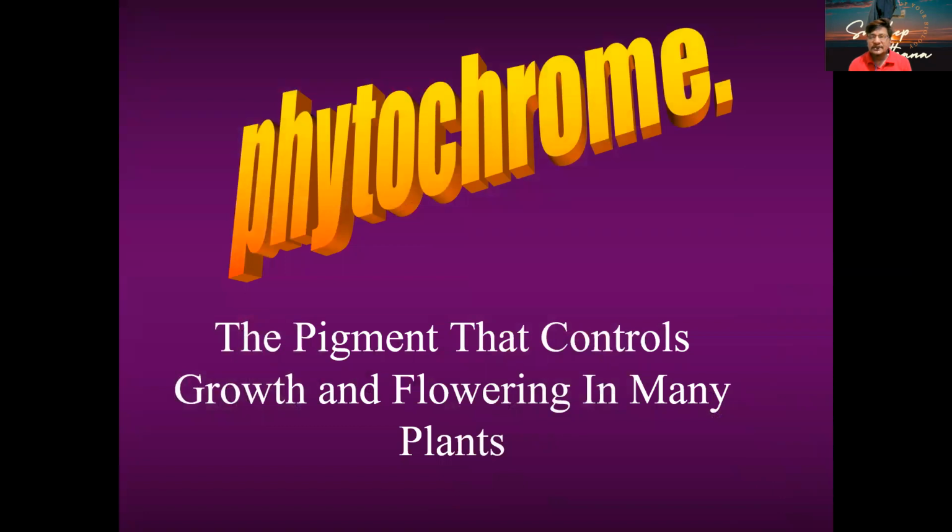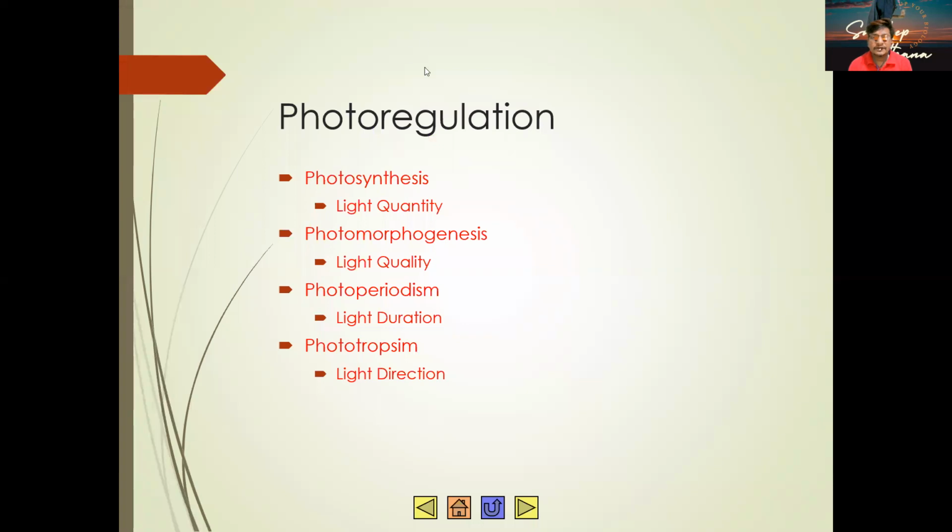So phytochromes, these are the pigments that control the growth and flowering in many plants. Even many other physiological mechanisms are governed by the phytochrome, especially seed germination, but we will not talk about those. Today we'll be focusing more on the part which is related to the flowering of the plant. So what are the activities that are governed by photoregulation?